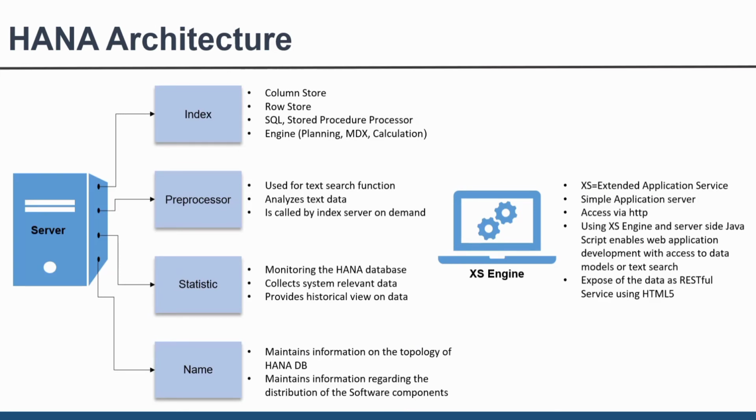Now here you will see the detailed architecture of HANA database. Here you will see what are the parts inside HANA database. So here you can see there are 4 servers. You can see index, preprocessor, static and name. These are servers, and within those servers you can see some bulleted points.